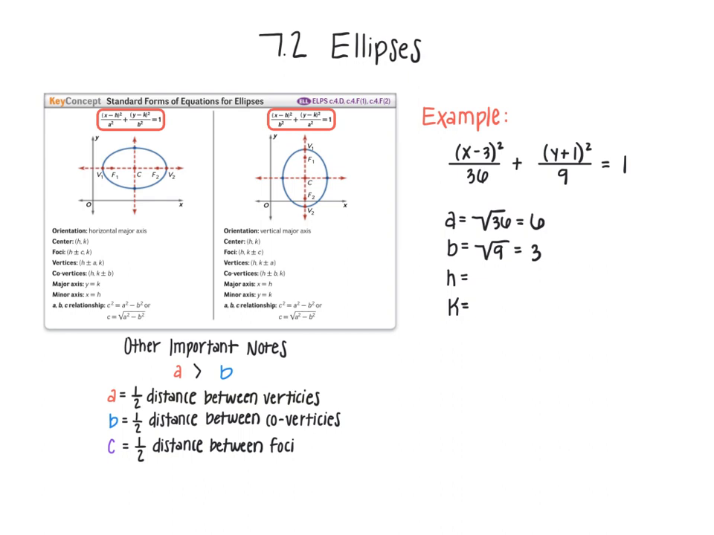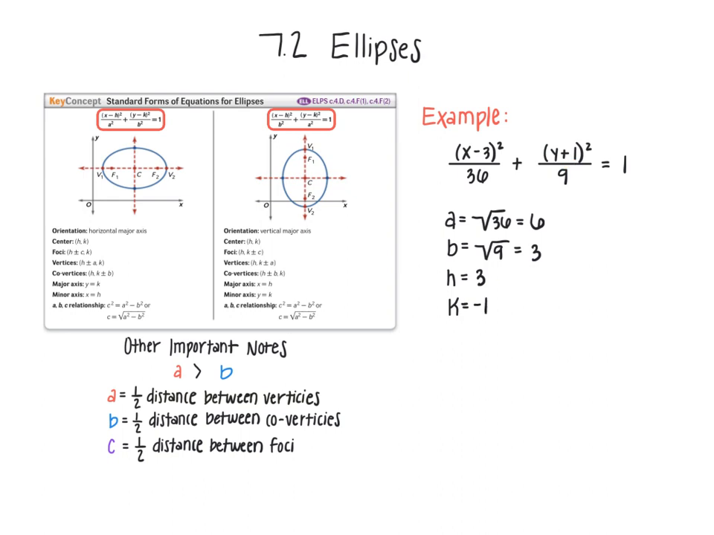H is always located with X, same thing we saw in circles. So here, our H is going to be 3. And then our K is always located with our Y variable. And remember, the standard form equation is always Y minus and X minus. So if we look right here, X minus, Y minus, X minus, Y minus. Since I have a positive sign here, I know that this had to have been Y minus -1. So K is going to be -1.